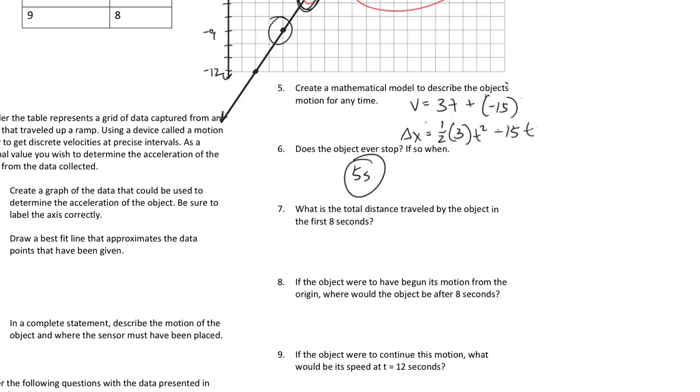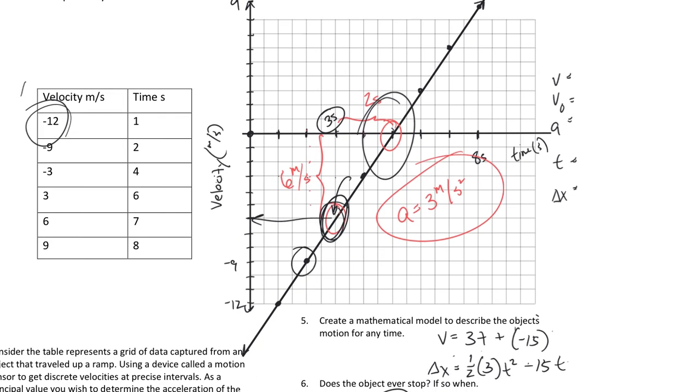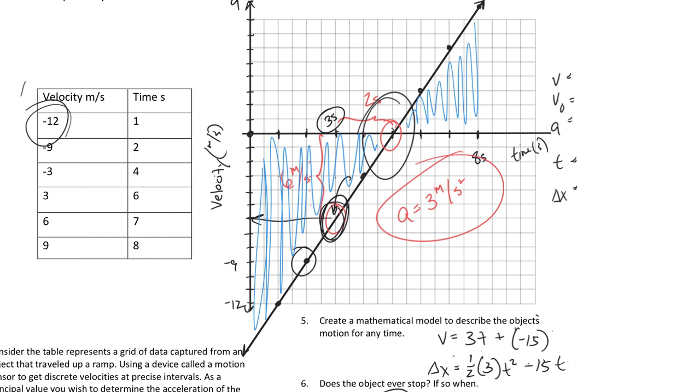What is the total distance traveled by the object in the first 8 seconds? Distance traveled by the object in the first 8 seconds. Well, I've made a mess of this graph, but this area and that area. Again, you could do something different here. You could use the displacement functions twice and figure it out, but I'm going to do the area because I have a graph in front of me and that seems easiest. So the area here is going to be 1/2, the base is 5, and the height is negative 15. 5 times 15 is 75, half of 75 is 37.5, so negative 37.5.